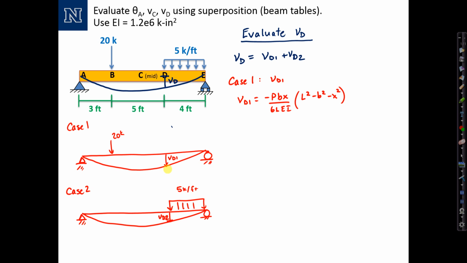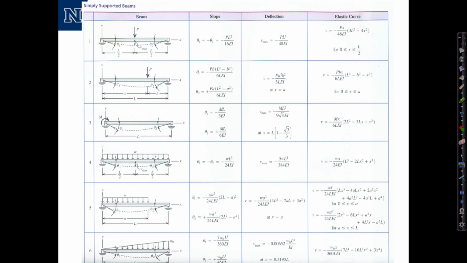So starting with case 1, the point load, this is a very similar application to what we did in the previous video. If we look at the beam table, it's the point load somewhere not in the center of the beam, and we want to evaluate the deflection on the right of the load. The equation is for 0 less than or equal to x less than or equal to a, the left side of the load, so we have to flip it. So again, we're going to flip it and label this distance up to the point load B, the other distance A, and we'll use the same equation.